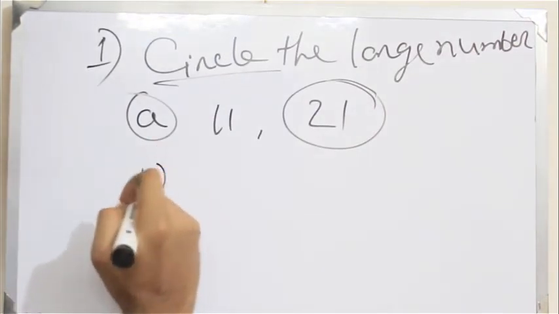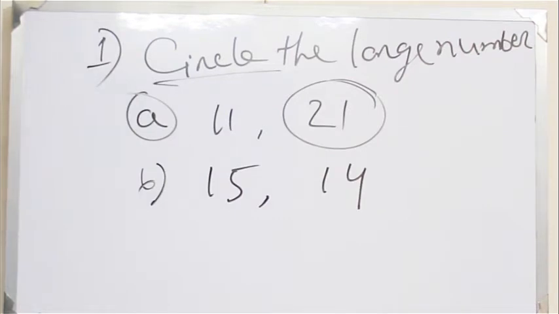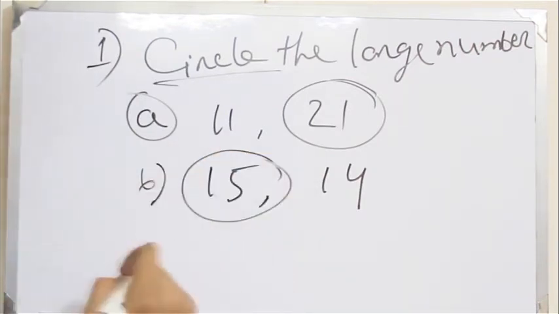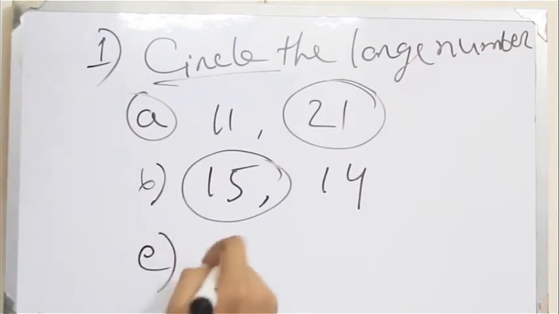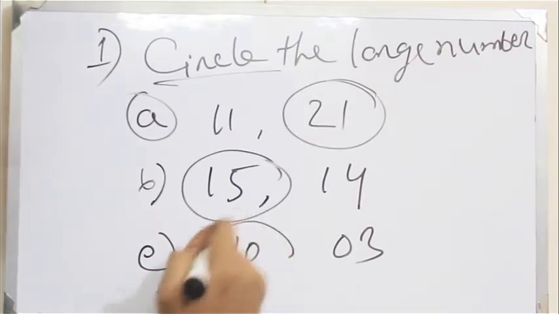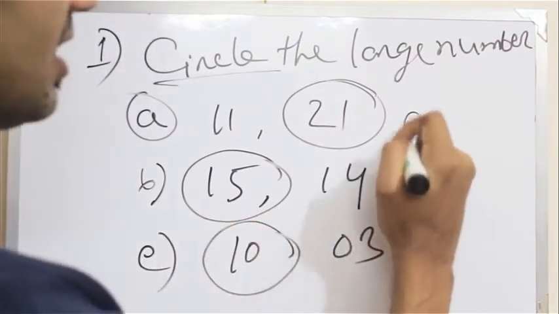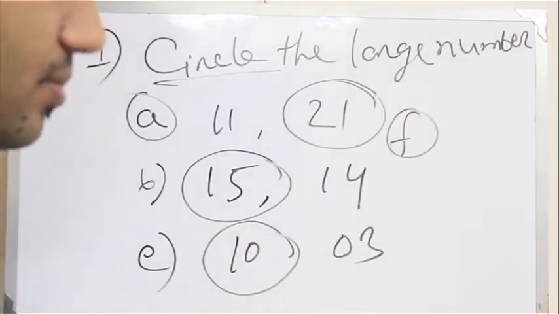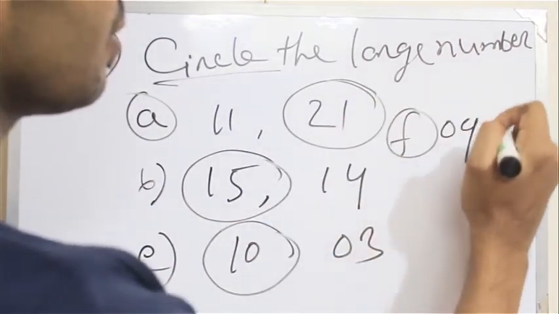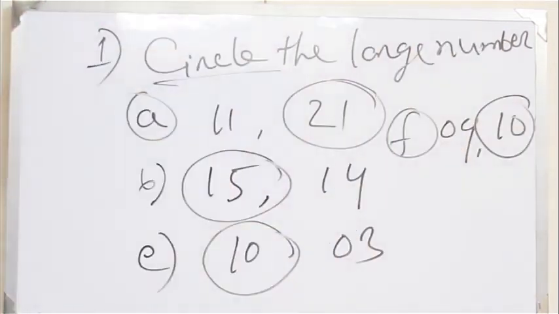Then next one, B. 15 and 14. Which one is large number? See, 15. So circle this one. Do E. 10, 0, 3. Which one is large number? This one. Circle this one. Look at this. F. 0, 9, 1, 0. Which one is the large number? 10. So circle the large number.